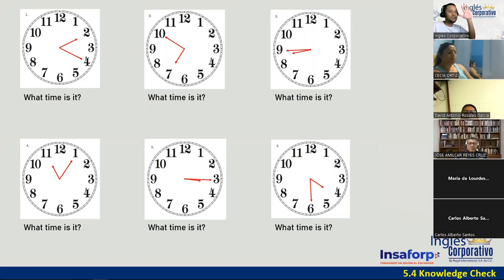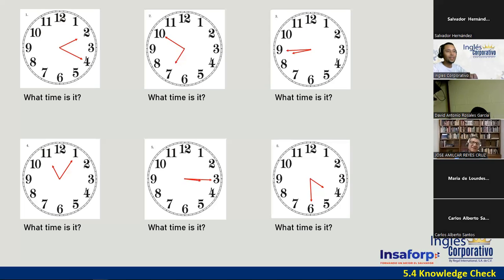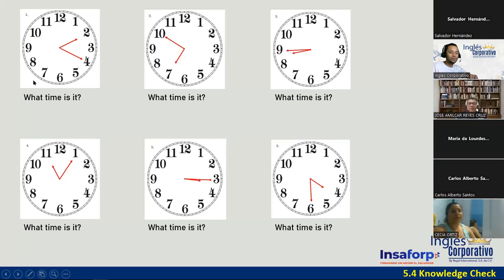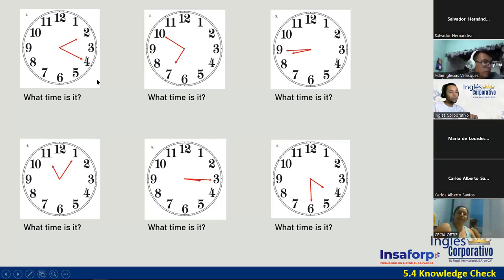Volunteer, please. ¿Quién me ayuda? The first one. What time is it? Me tiene que decir dos formas, por cierto. No, no, no se van a ir así tan fácil. Tiene que decirme dos maneras. Salvador Hernández, number one, this one right here. What time is it? It's 20 past two. Okay.